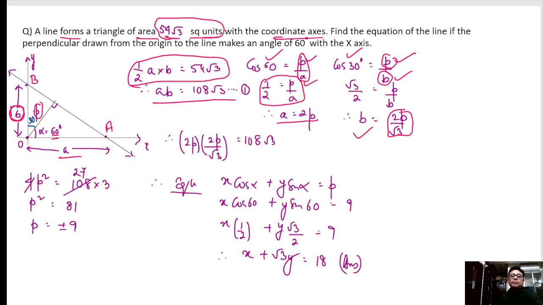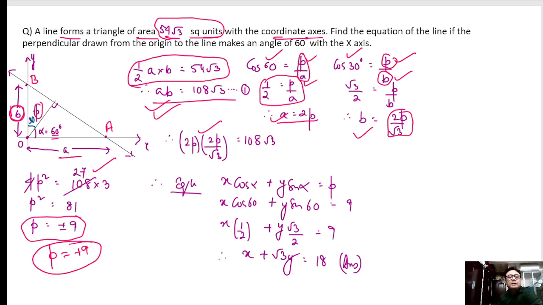Now put the values of A and B in the area formula. From there we get p as plus minus 9. Distance cannot be negative, so p is plus 9. So the perpendicular length is 9. Now we know x cos alpha plus y sin alpha equal to p, and alpha is given as 60 degrees. The perpendicular is making 60 degrees with the positive x-axis. So putting the values of cos 60 and sin 60, we get the answer. Clear? This is the answer in normal form.